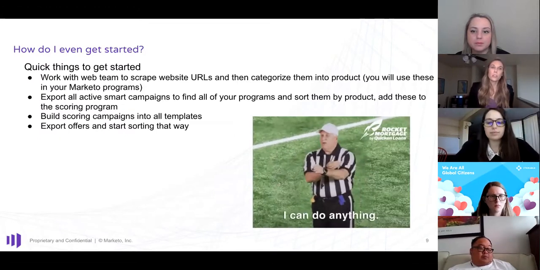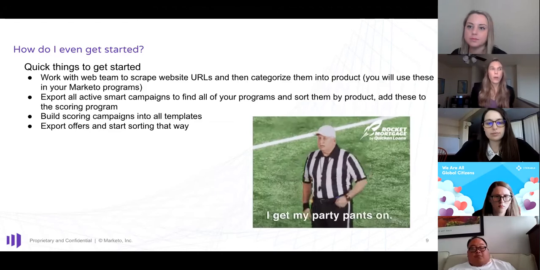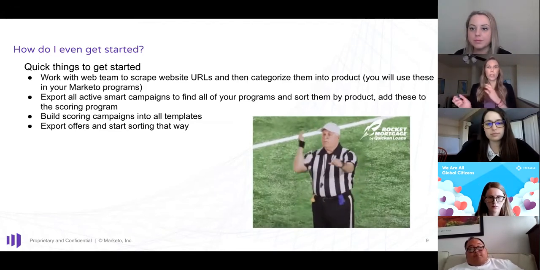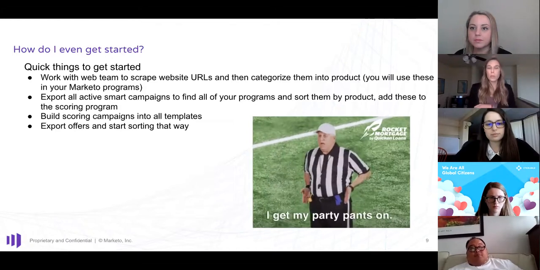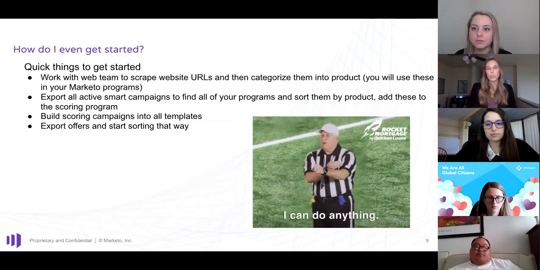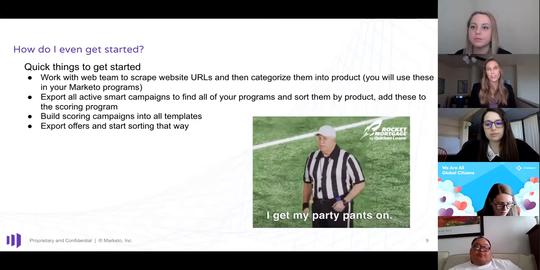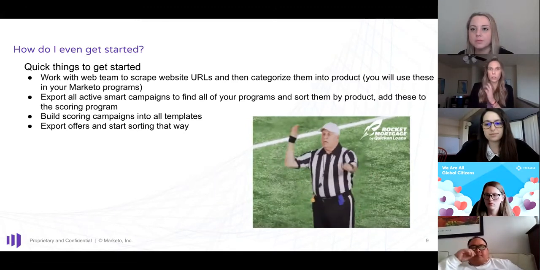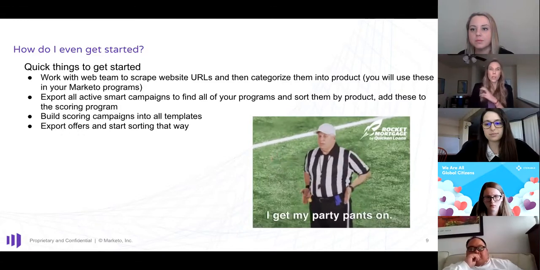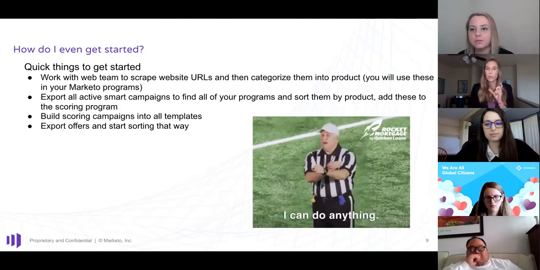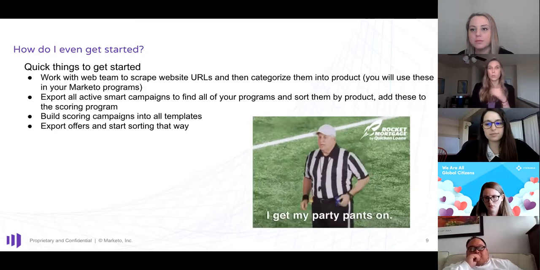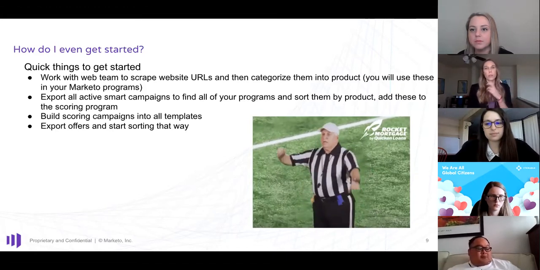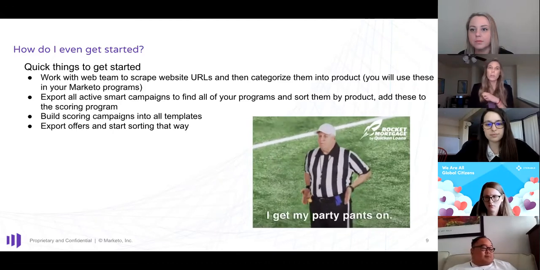And then how do you get started? How I originally started was I got my web developer and my demand gen manager to scrape the website URLs. We used Screaming Frog to scrape all of the URLs. And then I went through and categorized them all into each product bucket so that I could go update those Marketo programs with URL contains, because I don't use Marketo landing pages. And then I updated all of the URLs that applied for each product in each program.